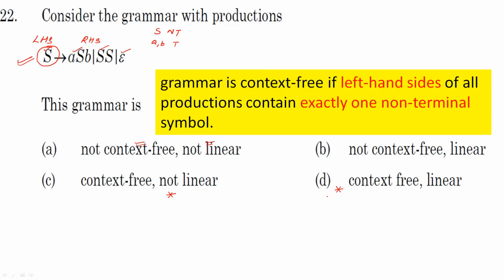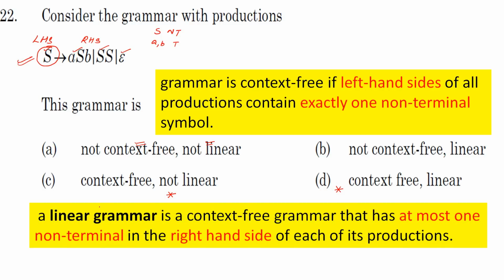Now what is a linear grammar? A linear grammar is a context-free grammar that has at most one non-terminal on the right-hand side of each of its productions. Here we have one non-terminal, so this production is fine. Here we don't have any non-terminal, which is okay. The third production is also linear.